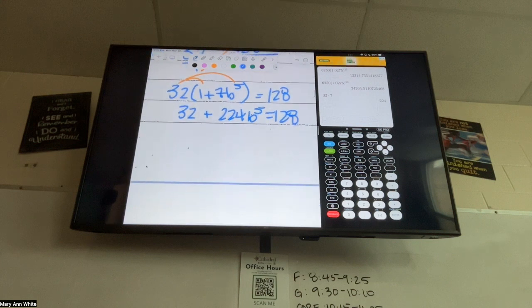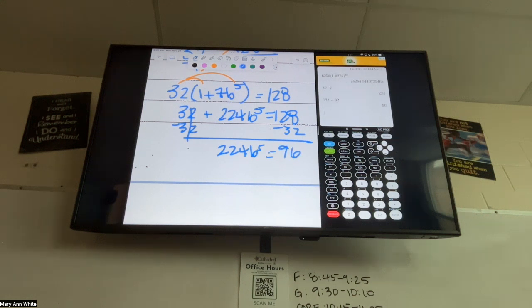Am I moving too fast? Is everybody with me? Okay, minus 32 from both sides. And I get 224 b to the 5th equals 128 minus 32 equals 96.